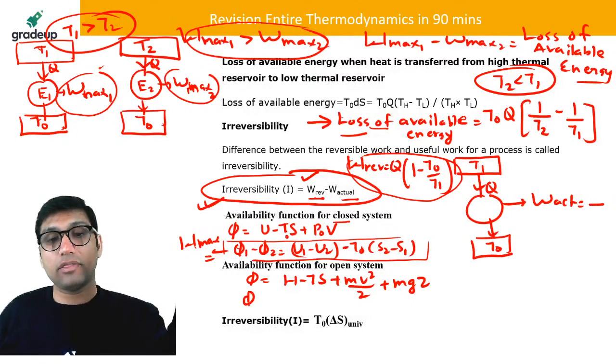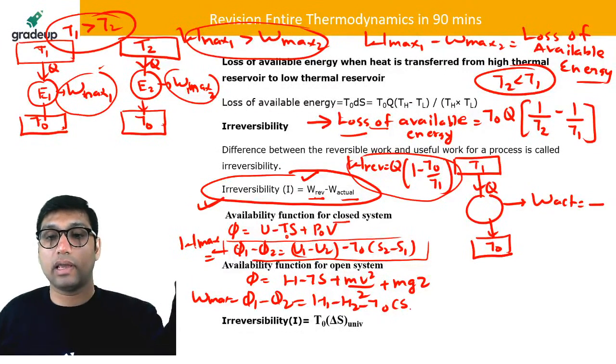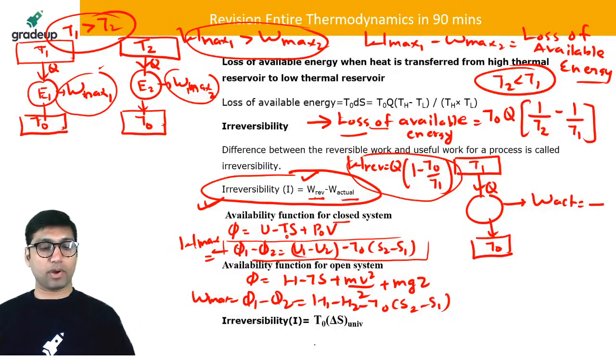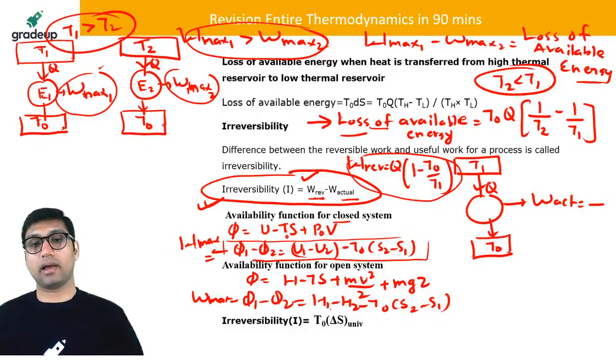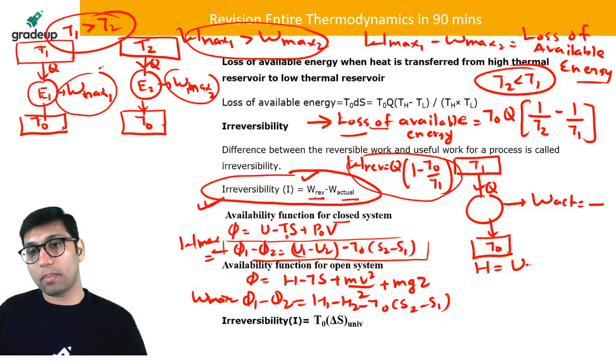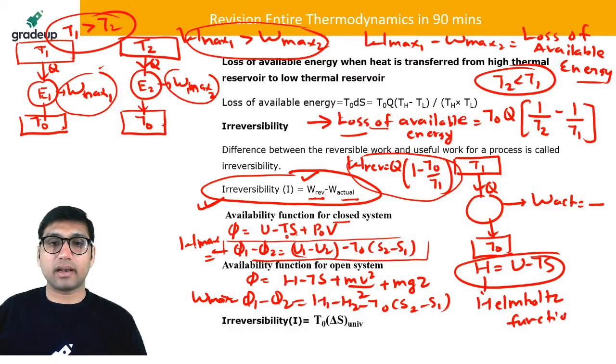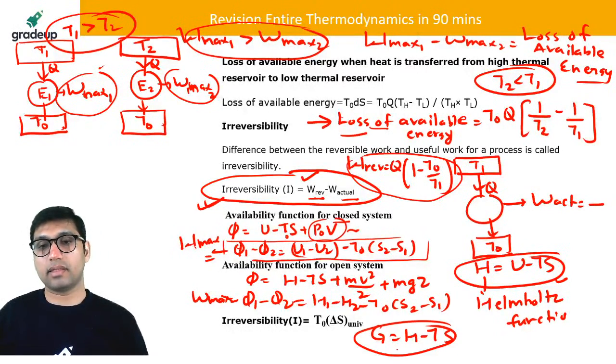But the difference of the availability function of open system will give you the maximum work, which will be equal to H1 minus H2 minus T naught of S2 minus S1. So this is how you can find the total available maximum work from the availability function of open and closed system. But availability function of closed system is equal to U minus Ts. This is called Helmholtz function. If you neglect the external work, you will be getting this. This is the Helmholtz function, and G is equal to H minus Ts. This is the Gibbs function, availability function of open system.